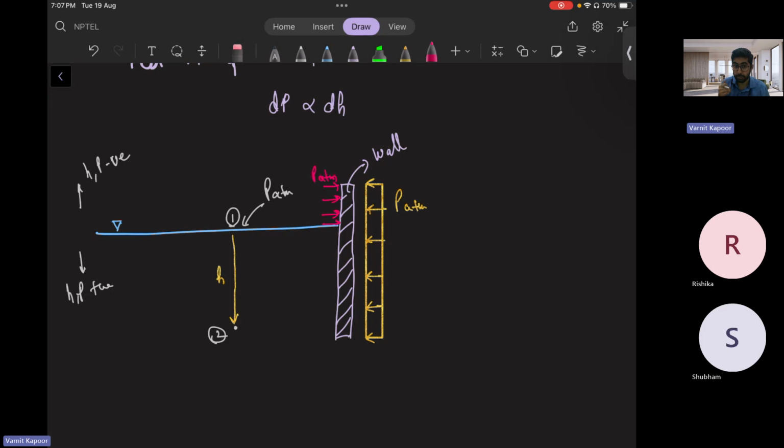Plus P atmosphere is also acting. So P atmosphere plus a hydrostatic pressure scenario as well, which is like this, because of the presence of liquid. So this is maximum it will be, because it is below, till here. So this is rho g h.